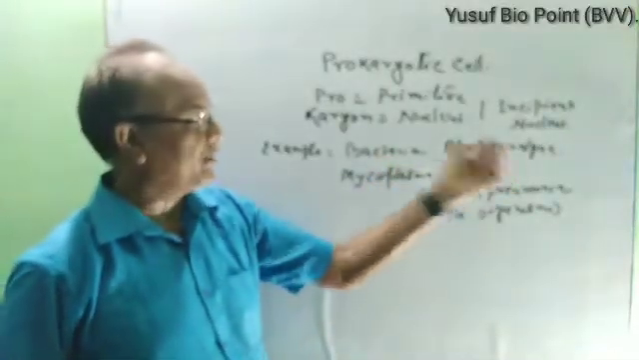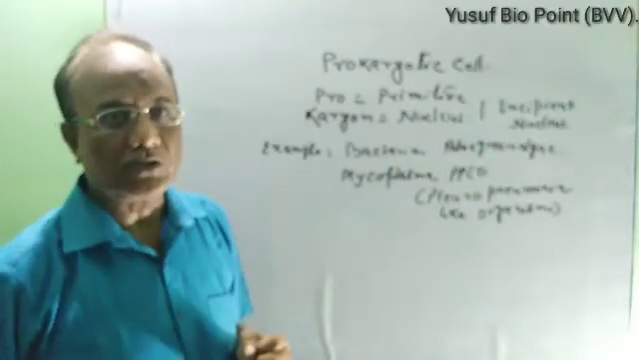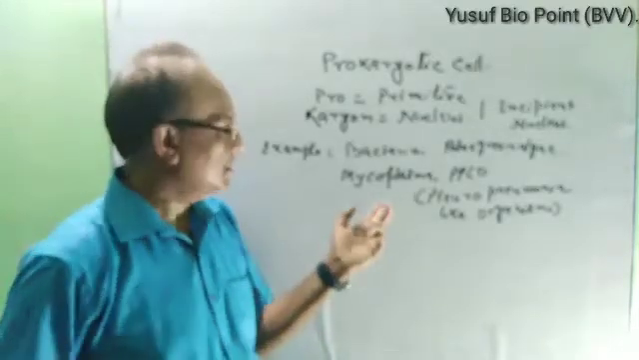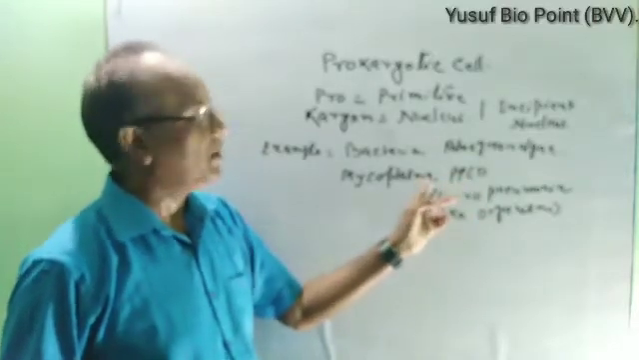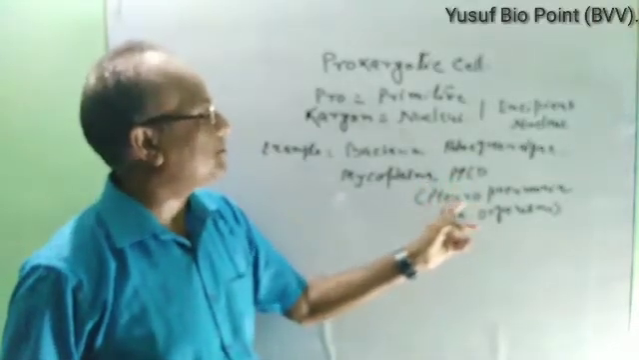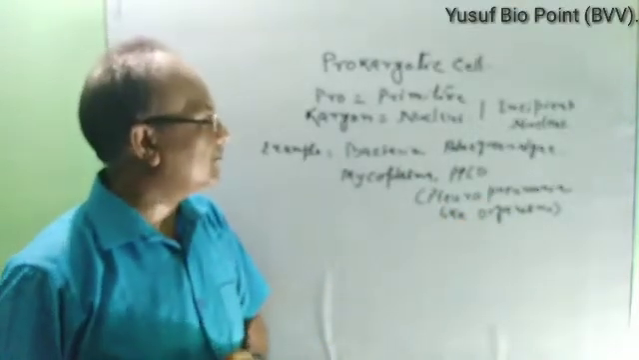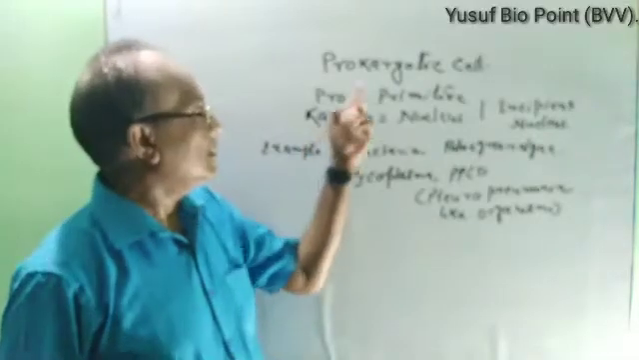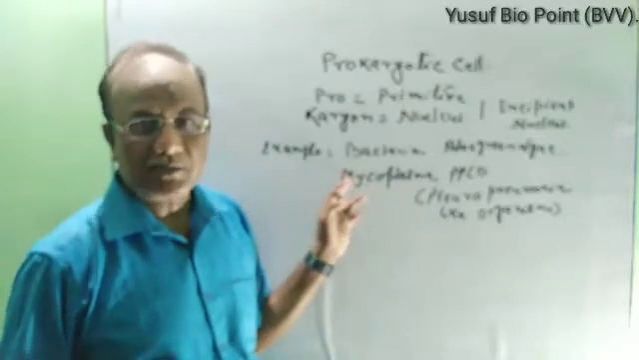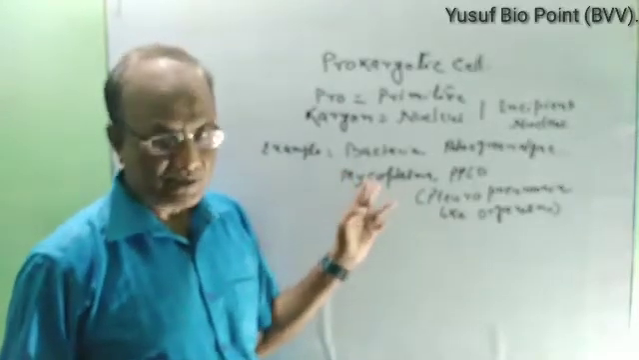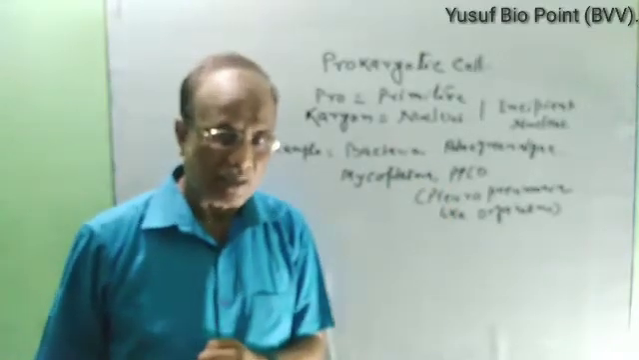Bacteria, blue green alga. In the blue green alga, you will get the example of nostoc, anabaena, mycoplasma, PPLO, or mycoplasma PPLO, that is pleuropneumonia like organism. These are the examples of prokaryotic cells, and you know mycoplasma is having no plasma membrane, and these are the smallest cells.